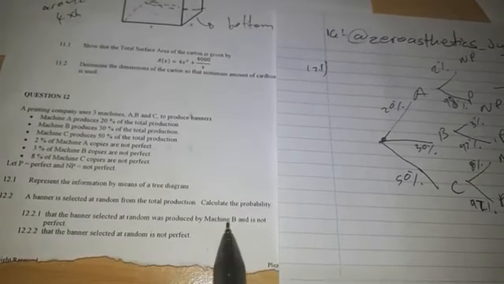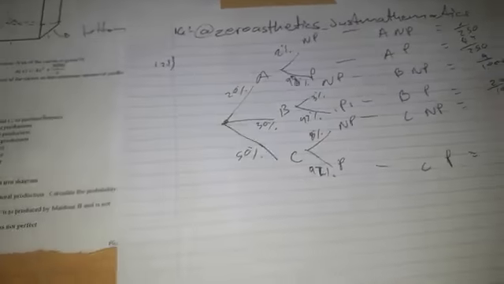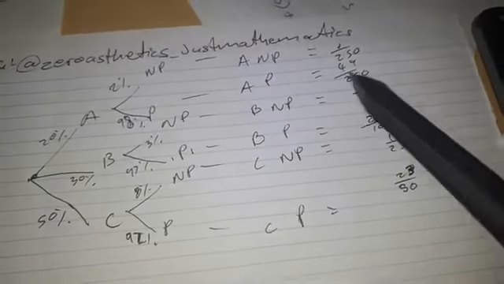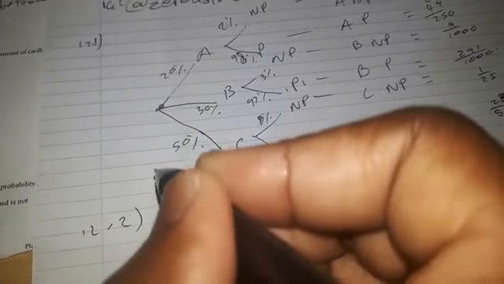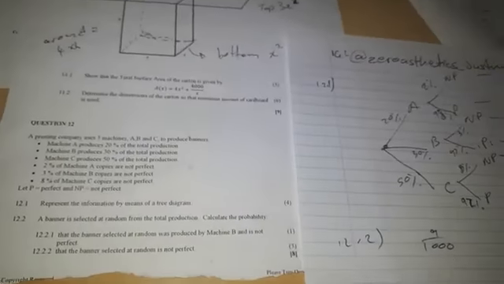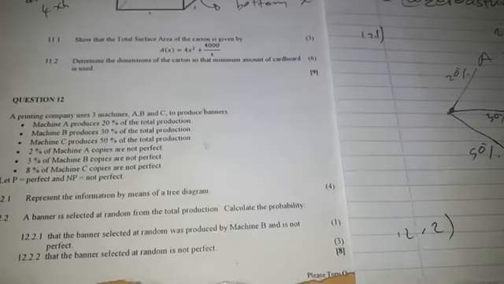So you see, no, machine B. What did I just read? We need to work out the probability that it is produced by machine B and it is not perfect. So all you want to do is go to your tree diagram. Machine B not perfect is just going to be 9 over 1000. So 12.2 is literally going to be 9 over 1000. That's it. You give an answer and you move on. If you had not done this, now you have to look at it and calculate. Whereas if you have it done beforehand, you can literally just give your answers because it's all there.